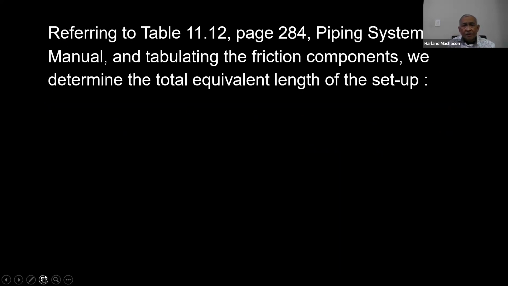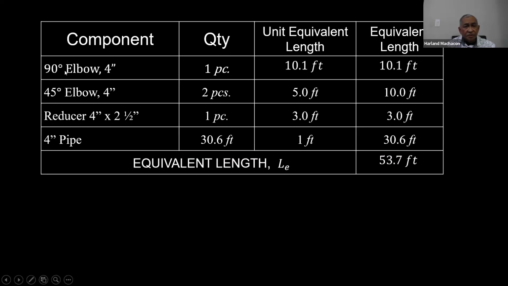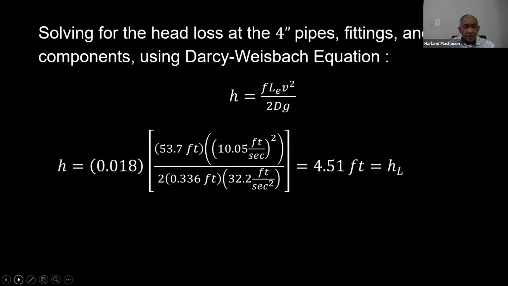So from the manual and tabulating all the friction components, we determine the equivalent length of the setup for 4 inches. So these are the components, quantities, and equivalent length from the piping systems manual, and we get the total equivalent length here for each component, and the overall total is 53.7 feet. And we go now to the calculation of the head loss for the run of pipe, which has the size of 4 inches, and we refer to the Darcy-Weisbach equation.